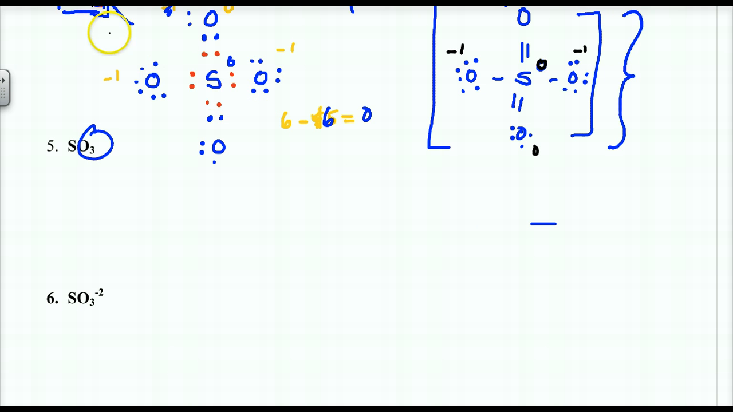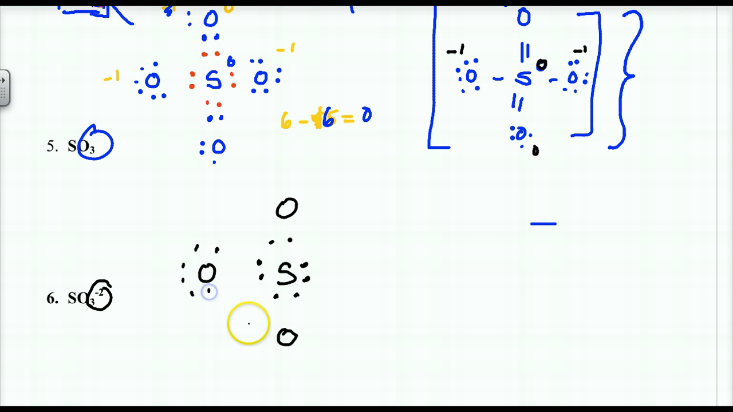Okay, so here we go with the sulfur, and we have again the 3 oxygens. Now you could draw a 3. I'm going to put them here because I kind of know what's coming. I have 1, 2, 3, 4, 5, 6. It's -2, so I'm going to gain 2. I'm just going to put them right in. Oxygen has 6, and here I go.